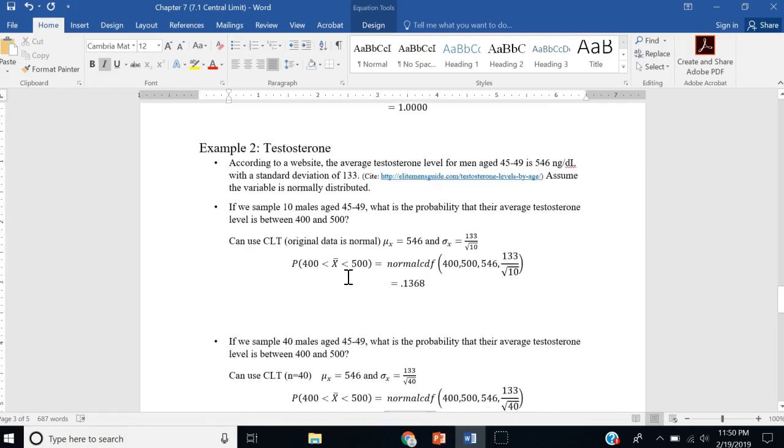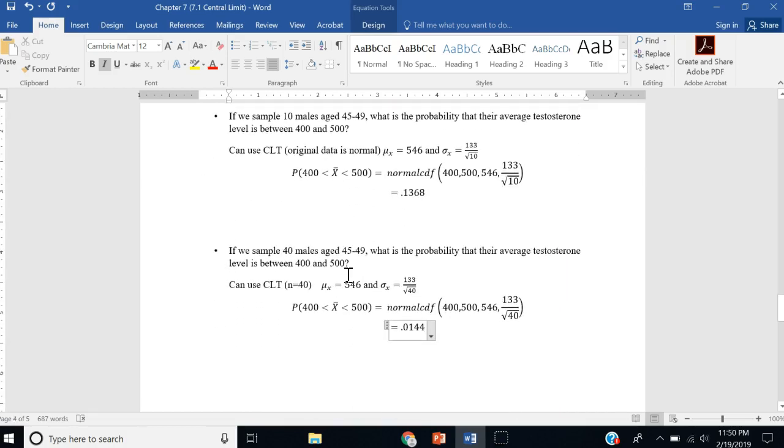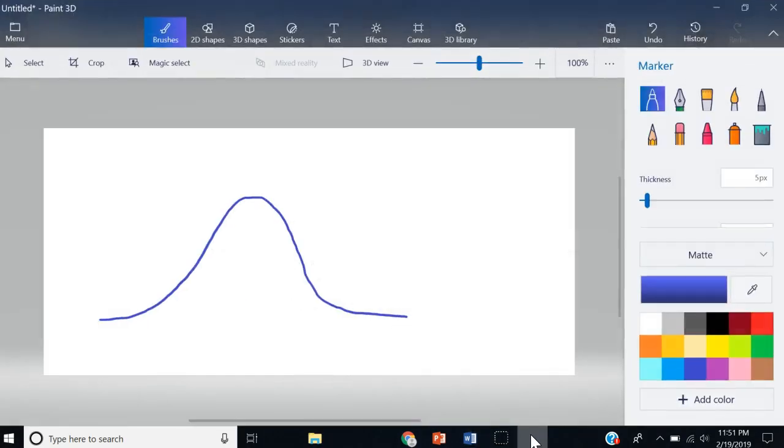Well, the same thing is going on here, but in this case, notice that my average is 546. So as more stuff gets closer to 546, that means less stuff is going to be between 400 and 500. Because the average is not in here, less stuff is going to be there. Let me explain what I mean by trying to draw a fairly crude picture, okay?